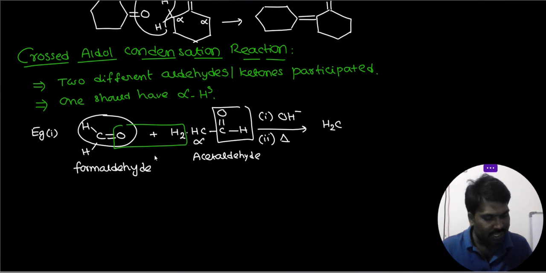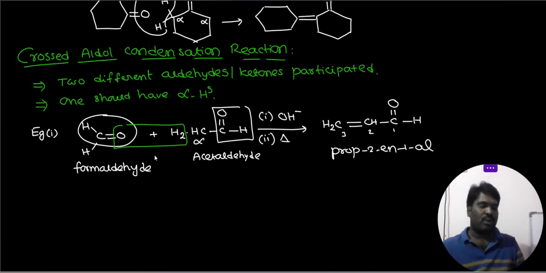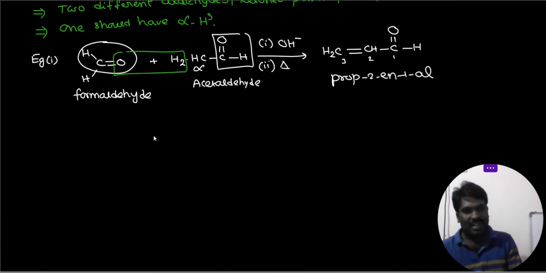Now CH2=CH-CH=OH. 1, 2, 3. What is the name? Prop-2-en-1-al. Clear everyone? This is the product. This is the crossed aldol condensation. Clear? Now one more example.